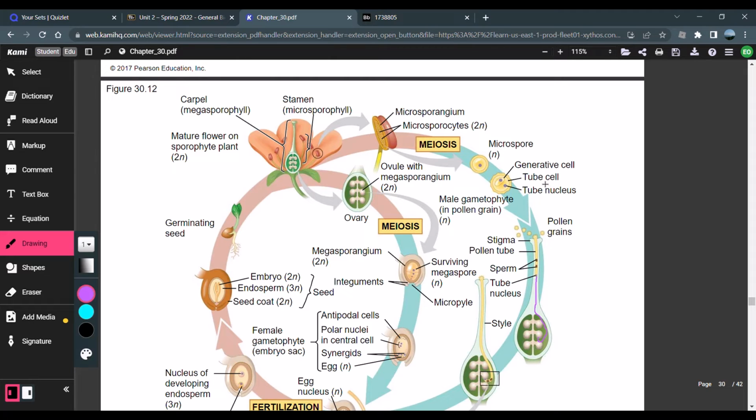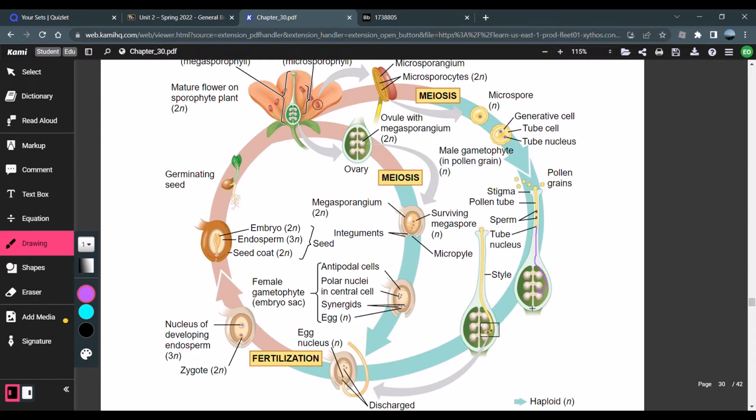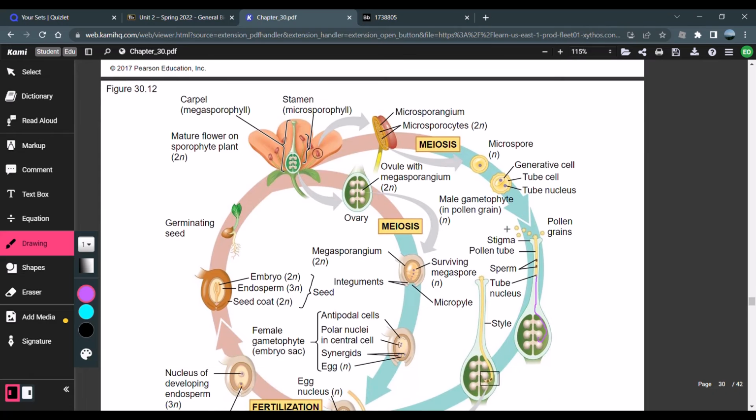Pollen grain contains a generative cell, a tube cell, and a tube nucleus. And once the pollen grain is on top of a stigma, as you see here, the pollen tube grows down the ovary into the micropyle. So here's the pollen tube, and it will grow all the way down the style and through the micropyle. Then the generative cell, so this is a generative cell, will turn into two sperm, travel down the pollen tube, and fertilize the egg and polar nuclei.